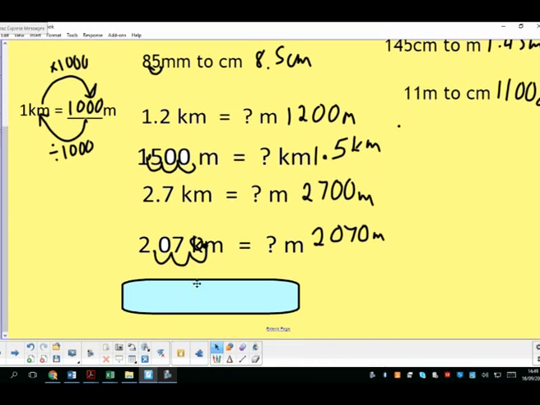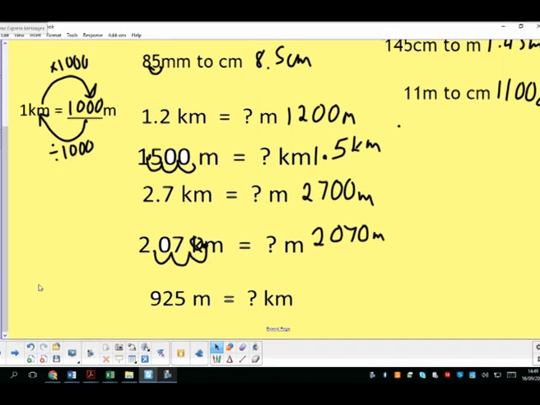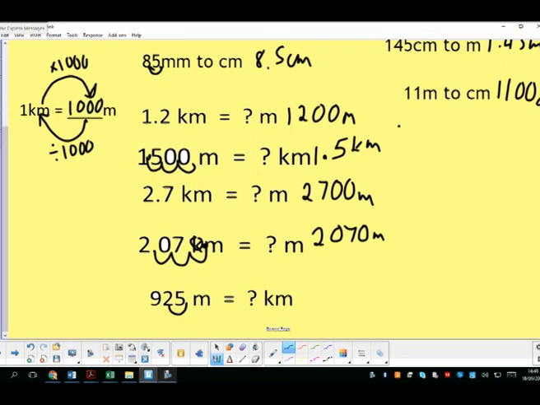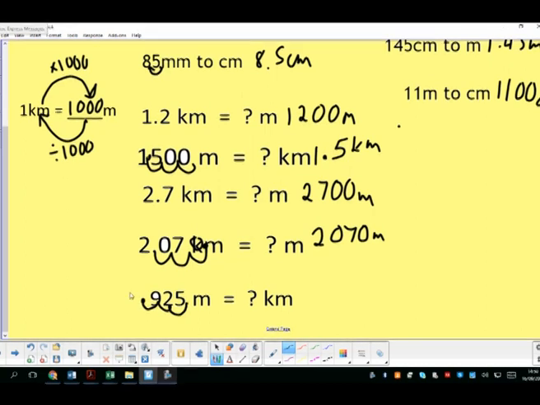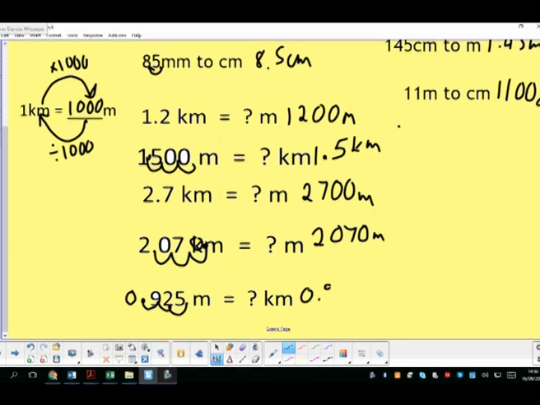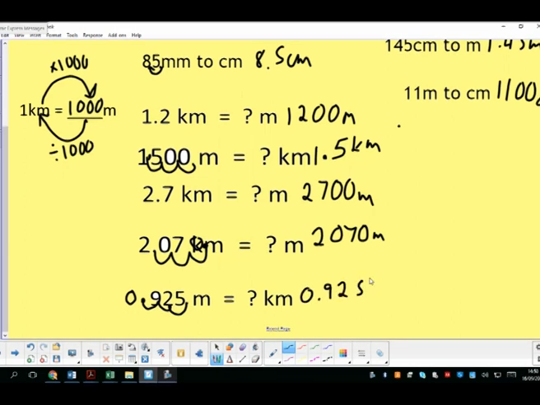And the last one. So I've got 925 meters. So again, we've got our decimal place there, and we're going to divide by 1,000. So that's divide by 10, divide by 100, divide by 1,000. Our point goes there. We need to put 0 at the front, which gives us 0.925 kilometers.